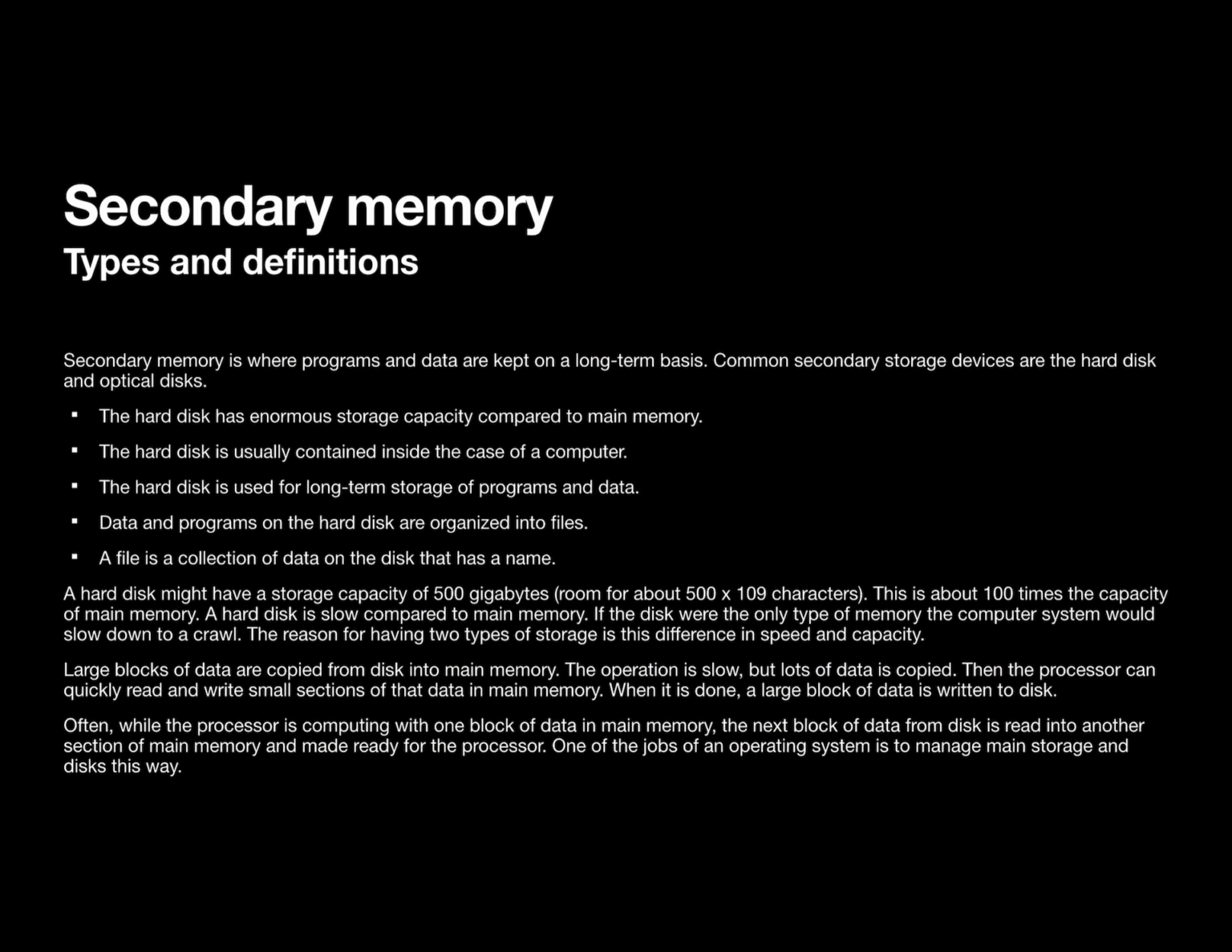Well, after seeing the questions, now we're going to talk a little bit about secondary memory. Secondary memory is where programs and data are kept on a long-term basis. Common secondary storage devices are the hard disk and optical disks. The hard disk has enormous storage capacity compared to the main memory. The hard disk is usually contained inside the case of a computer and is used for long-term storage of programs and data. Data and programs on the hard disk are organized into files. A file is a collection of data on the disk that has a name.